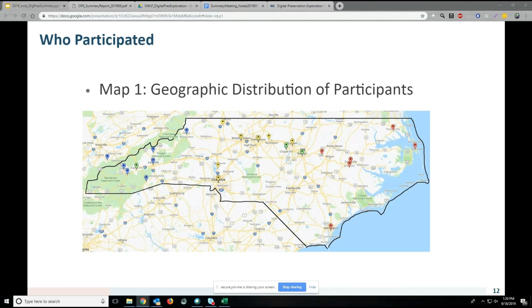One of the things you can note in this map is that there are chunks of North Carolina that we did not have participants from. So again, this is something that, as we move forward and as we include people and have these conversations, to be aware that there are areas that weren't necessarily initially a part of it, and making sure that those voices get included.